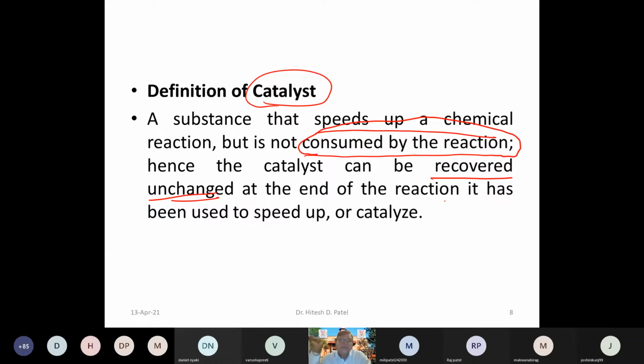There are different types of catalysts we can use. The catalyst may be sunlight. Suppose you want to carry out a photochemical reaction, let's say the example of chlorination. In chlorination we generally use sunlight. So sunlight can initiate the reaction or increase the rate of the reaction. Means what?